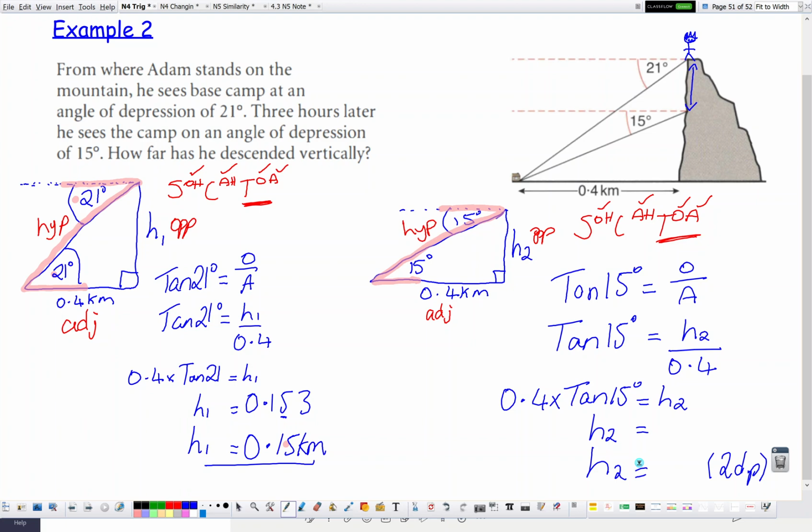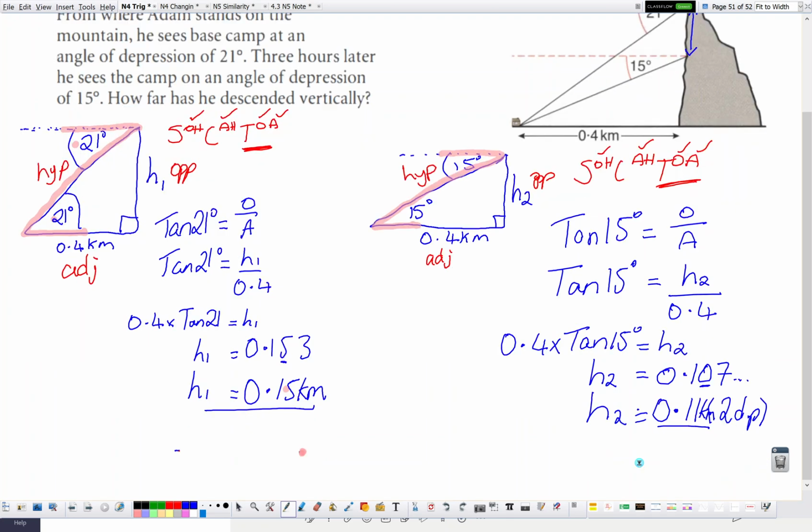Yeah, you're all correct. So what you should get out of your calculator is 0.107..., which if I round to the second decimal place, which is at 0, because it's got a 7 after it, it becomes 0.11 kilometers. So the overall height of that when he's at the very top is 0.15. The height from the ground to where he then stopped to look down at base camp is 0.11. So I need to work out what is the difference in those two numbers.